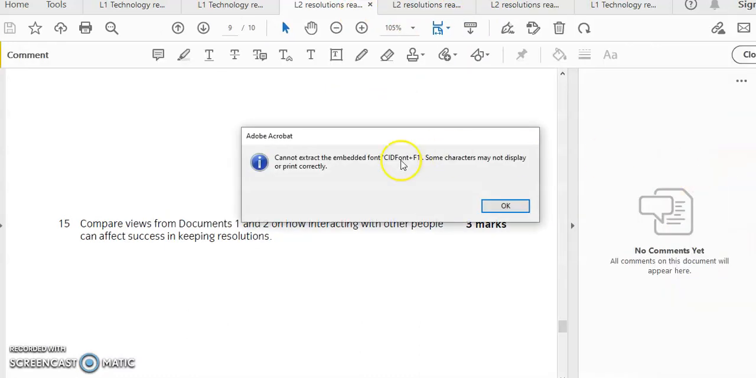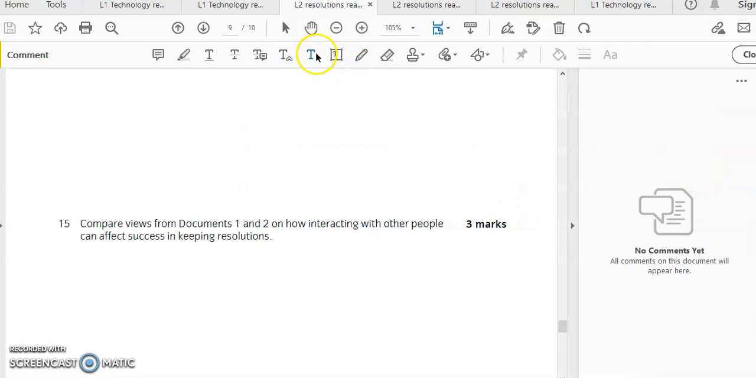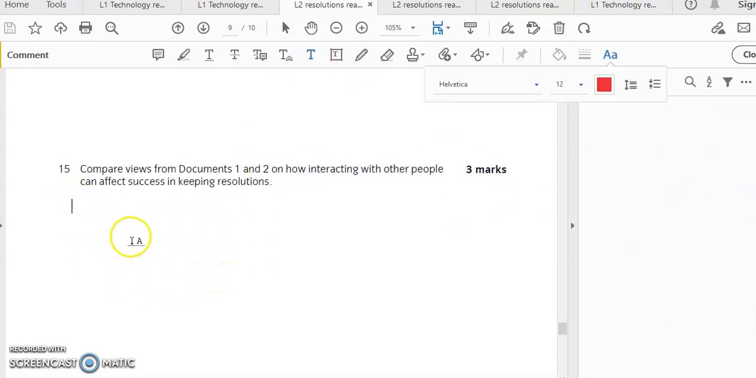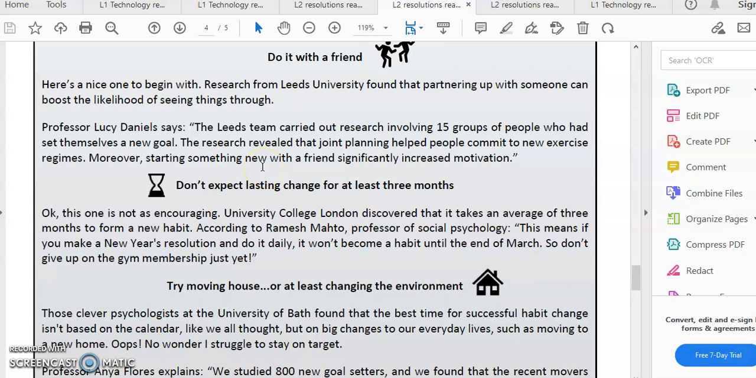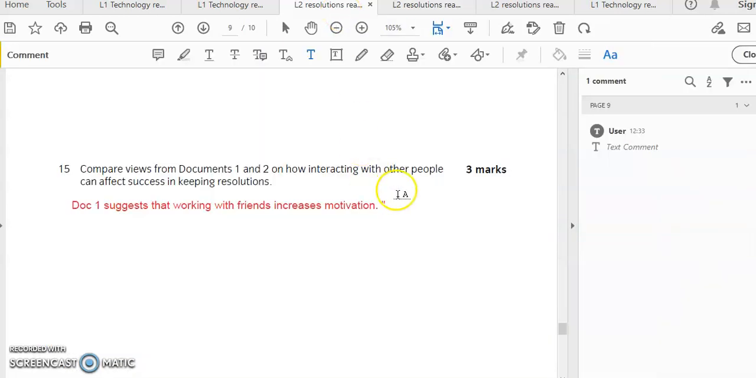The biggest thing to remember here is you need to be using clear discourse markers. And what I mean by that is we start with something we take from document 1. So doc 1, document 1 suggests working with friends increases motivation, and here I'm just going to very quickly quote, okay? I'm in the exam, I don't have time to write tons. Starting something new with a friend significantly increased motivation. So I'm just going to include with a friend increased motivation. That's all I'm going to quote here, okay?